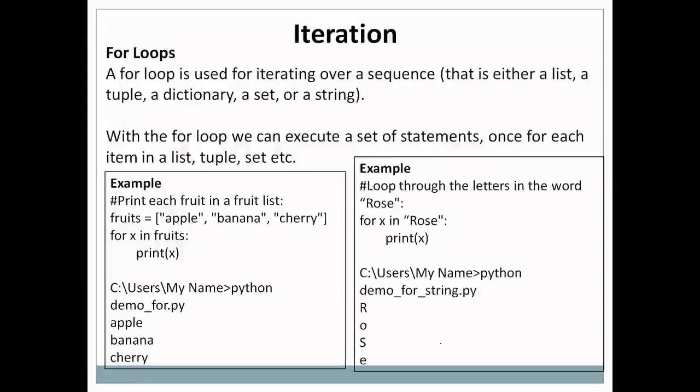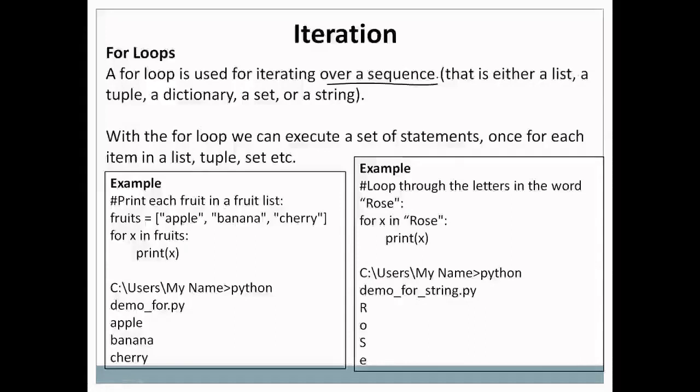The next type of loop is the for loop. We have seen a while loop. We have one more type of loop which can be used in Python, that is the for loop. A for loop is used for iterating over a sequence. Now what is a sequence here? A sequence simply means an object which contains multiple different elements.